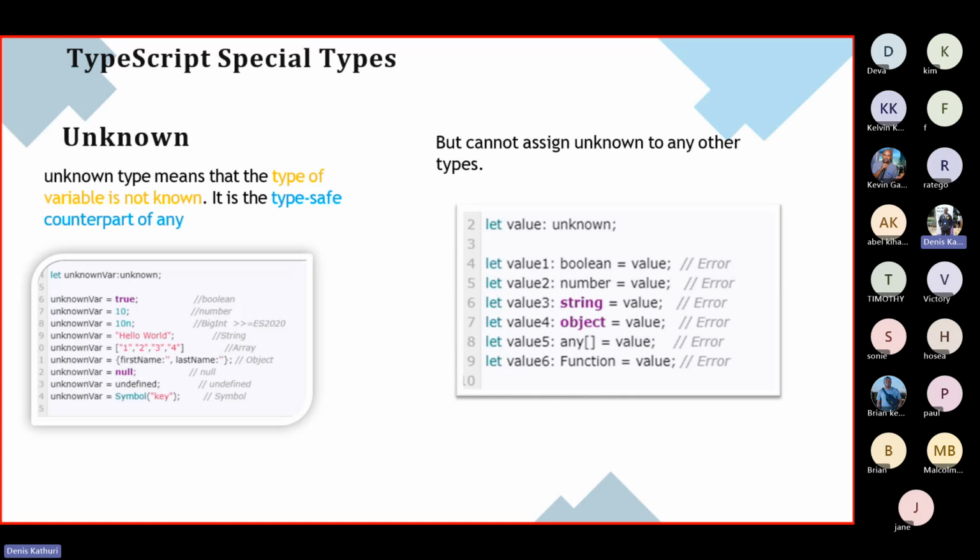And the other one is unknown. It's a special type, and it means that the type of that variable is not known. It's the type-safe counterpart of any. Also, you cannot assign a value of type unknown to another type before checking the type of that unknown value.